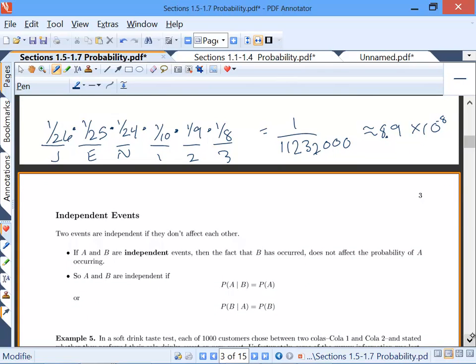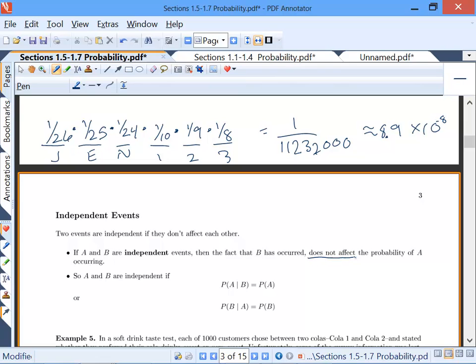So this next part deals with independent events. Okay. So two events are independent if they don't affect each other. So that means that if A and B are independent events, then the fact that B has occurred does not affect the probability of A occurring. That makes sense, right? If they don't affect each other, then if you know B happened, that shouldn't change the probability of A happening.